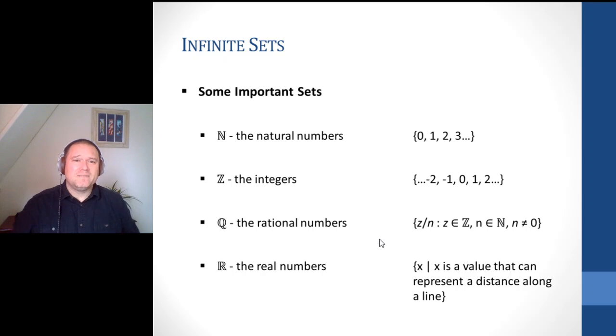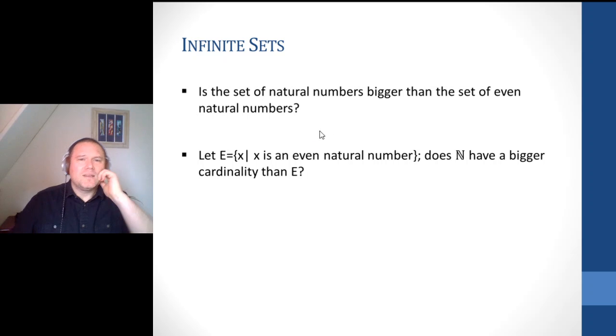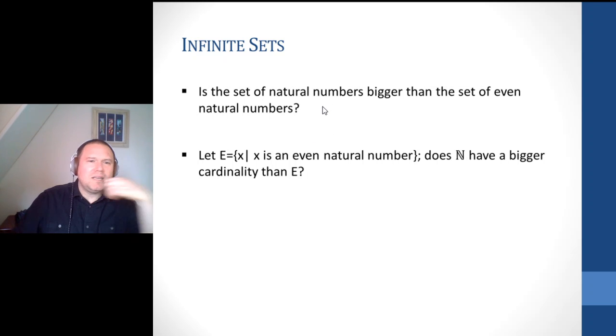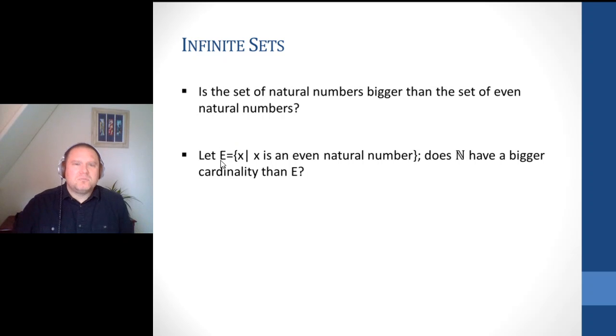Is that right? Let's ask ourselves something kind of related. Is the set of natural numbers bigger than the set of even natural numbers? Let's just define a set. We'll introduce E. E is the set of everything that's an even natural number. Does N, the set of all naturals, have a bigger cardinality than E?